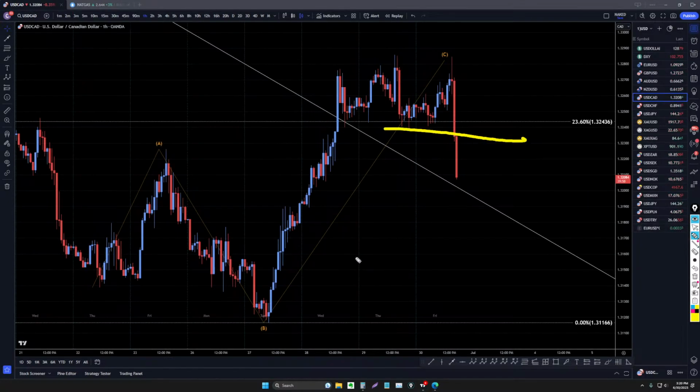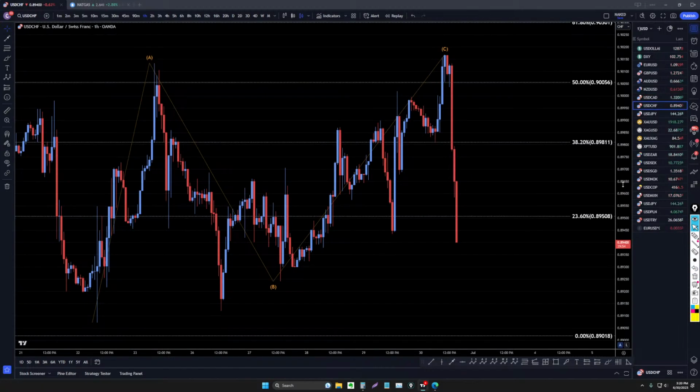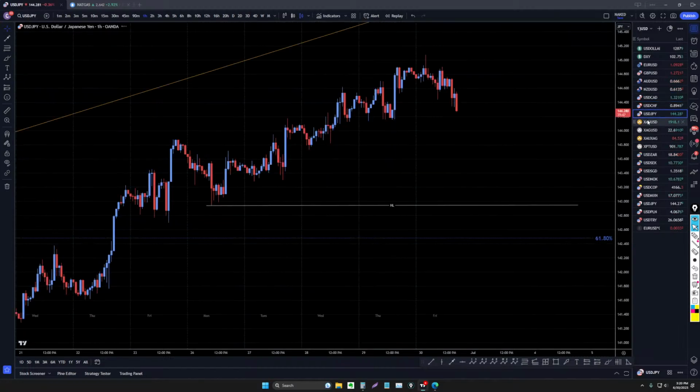So definitely look at that break of structure. Look at that. That's awesome. Look at the US dollar Swiss. Man, that is a moneymaker right there. Now, like I said, that would have been probably one of the best choices to get in.